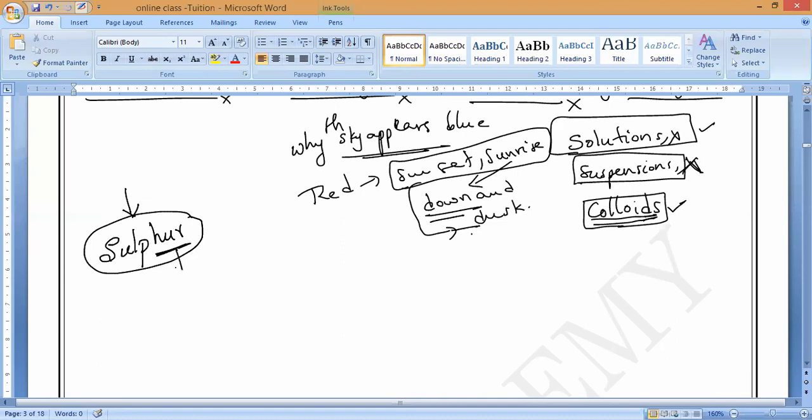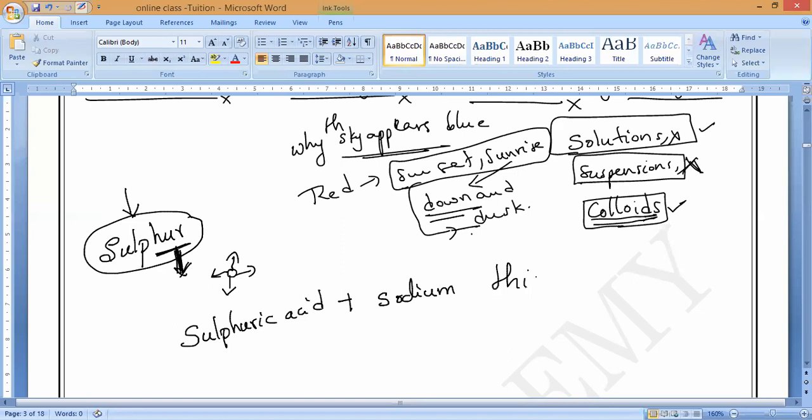These sulfur particles only will scatter the light. All of you should remember. Who will scatter the light? Sulfur. Understand? So this sulfur will scatter the light by the action of two things. One is sulfuric acid. The other is sodium thiosulfate. Do you understand?